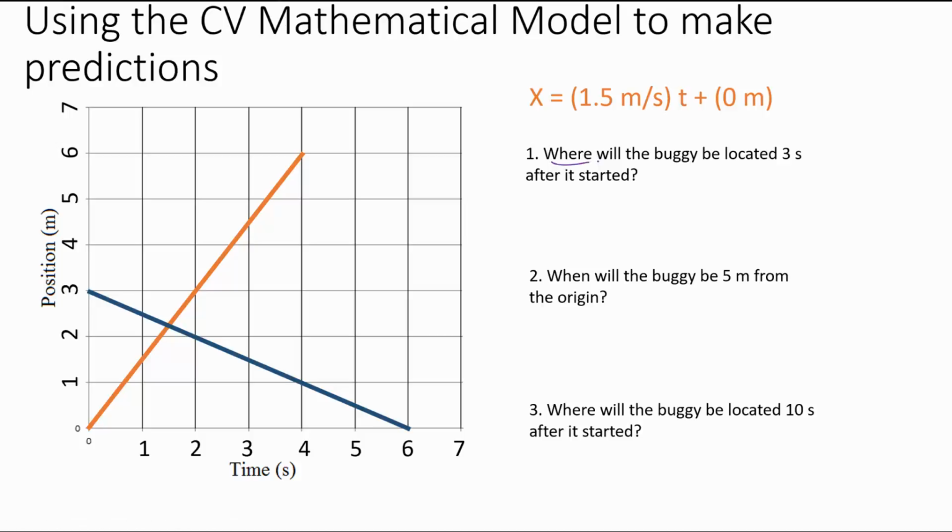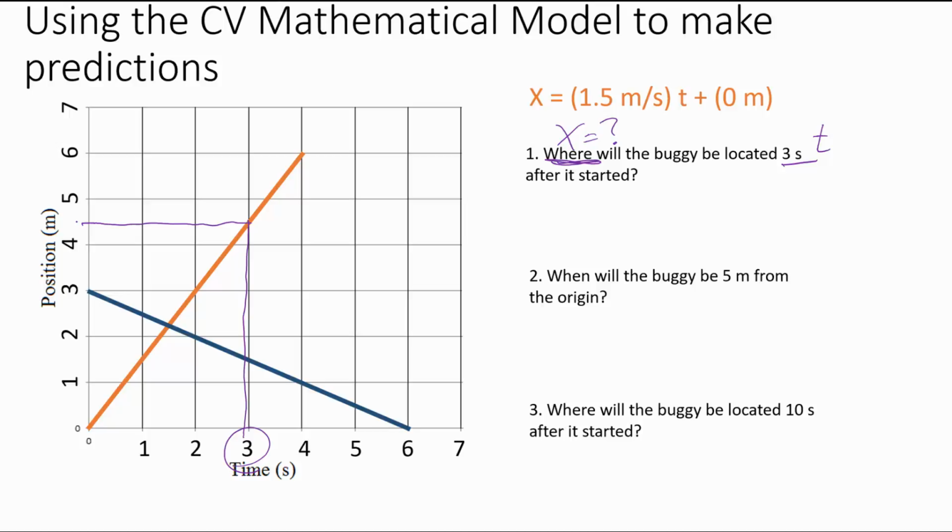So I want to know where the buggy is located. Well, what is the position? So x is what I'm looking for. 3 seconds represents the time. And with this one, let's take a look. Oh, hey, the graph covers 3 seconds, so I can use the graph. I can follow up from 3 seconds and then follow over to the y-axis. And I see I'm right in between 4 and 5. Looks close to 4.5. We could estimate that from here.